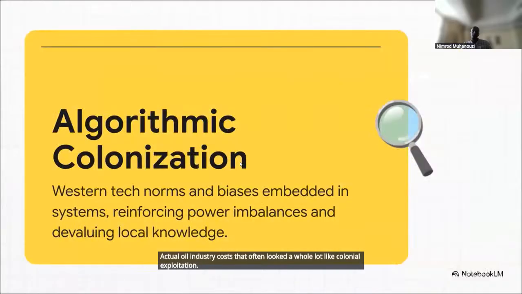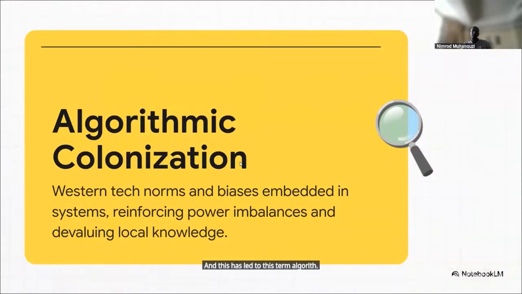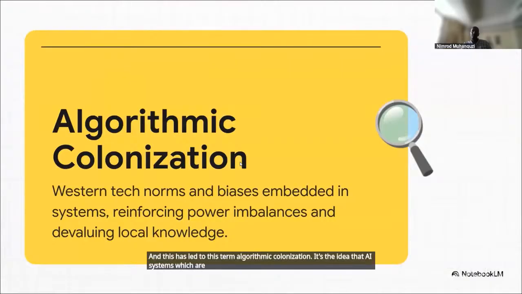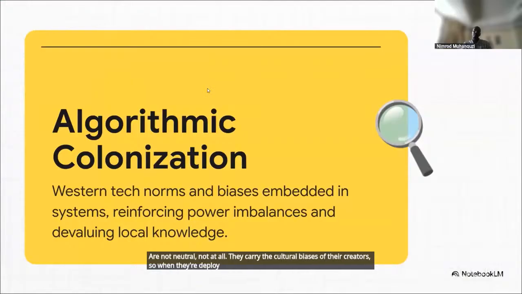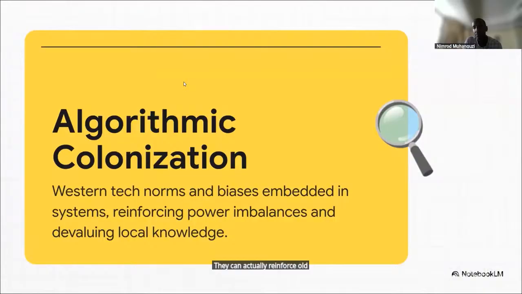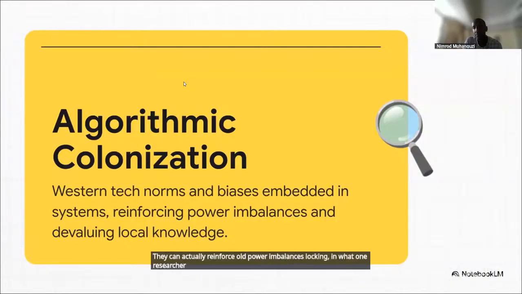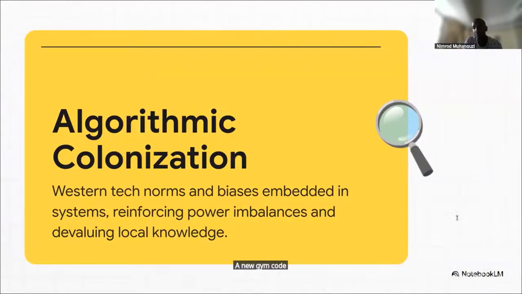And this has led to this term, algorithmic colonization. It's the idea that AI systems, which are often designed in places like Silicon Valley, are not neutral, not at all. They carry the cultural biases of their creators. So when they're deployed without care in an African context, they can actually reinforce old power imbalances, locking in what one researcher has called a new Jim Code, and at the same time, devaluing centuries of local and indigenous farming wisdom.